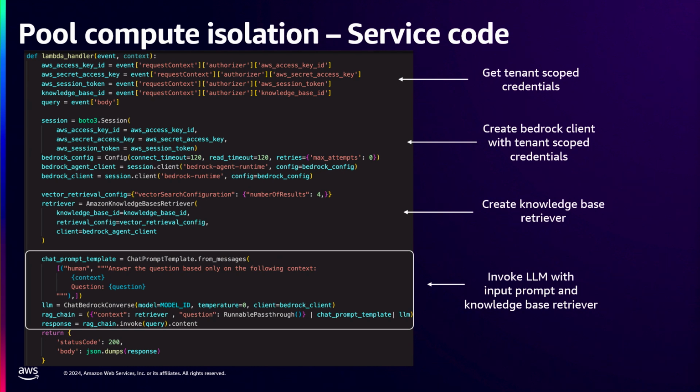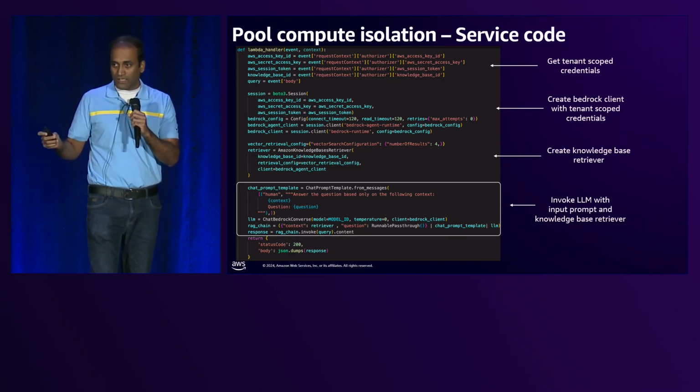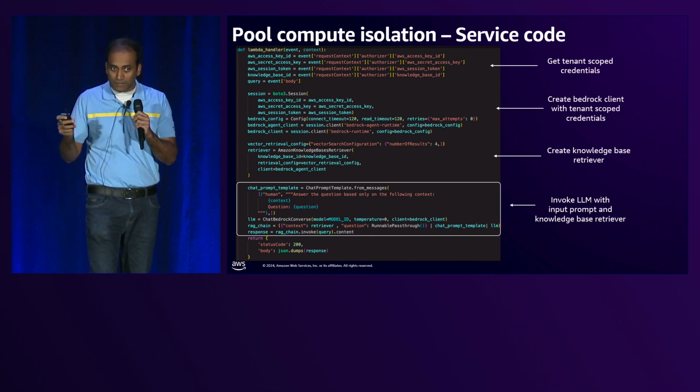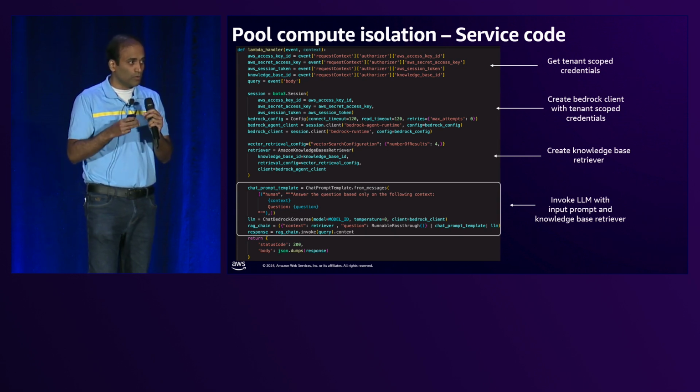And then we put all these things together where you invoke the LLM by passing the input prompt and the knowledge base retriever. So a couple of things happen here. The input prompt will be sent to the knowledge base retriever to get the tenant-specific data, and then the input prompt and the tenant-specific data are put together and interacted with the LLM through Bedrock to get the final tenant-specific response.